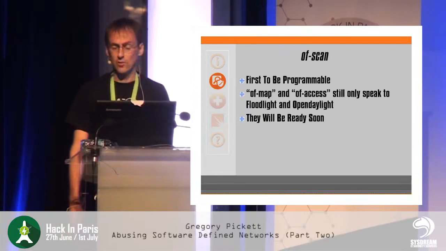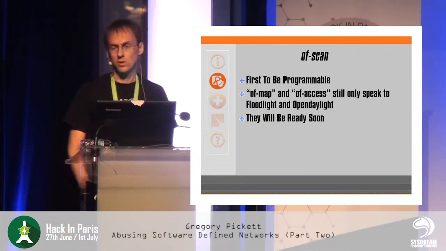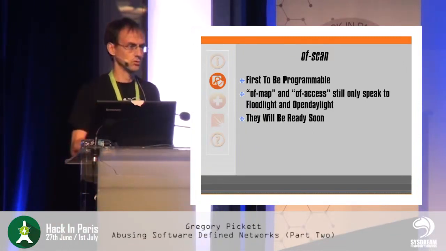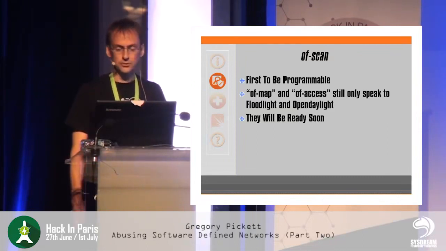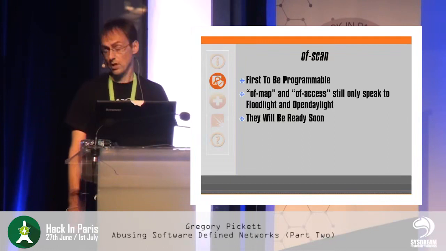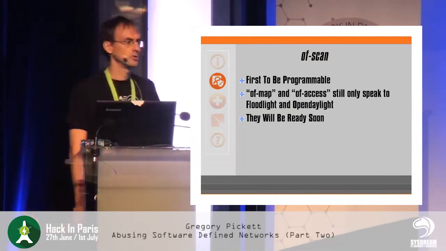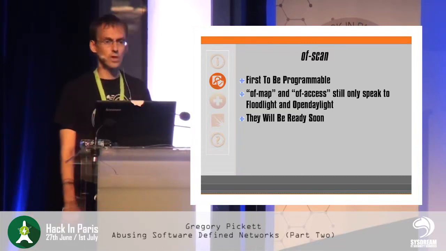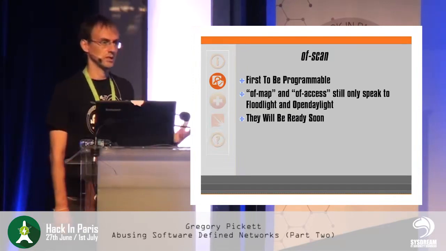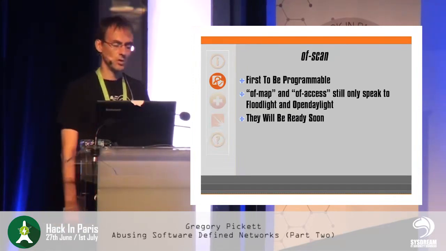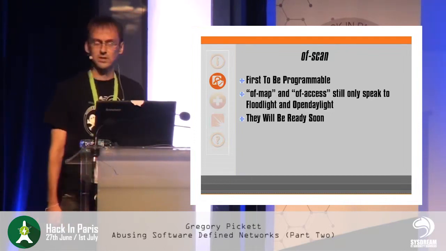OFScan is the first to be programmable. The first thing that I ended up coming up with was the static flow pusher, which is basically what builds the message to add flows, to make changes to the controller. All right, OFMap and OFAccess still speak Floodlight and OpenDaylight, and that's because the other part of that is a little bit harder, which is a programmable parser. All right, basically it means you have to be able to tell this thing to read all sorts of different layouts for both JSON and XML. There's all sorts of nesting. It gets really messy, and you need a very clean, easy way to do that. And coming up with that is a little bit harder than just loading up a template and sending it as a part of a payload.